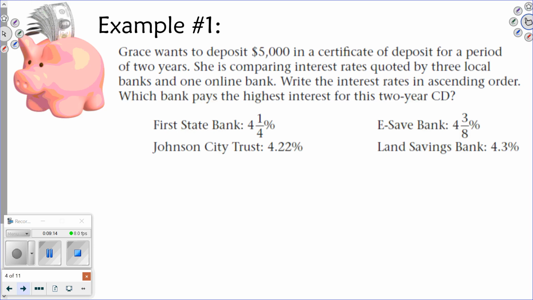All right, so let's go ahead and go through some examples. We'll start real basic today. So Grace wants to deposit $5,000 in a certificate of deposit, a CD, for a period of 2 years. She's comparing interest rates quoted by 3 local banks and 1 online bank. Write the interest rates in ascending order. Which bank pays the highest interest for the 2-year CD?